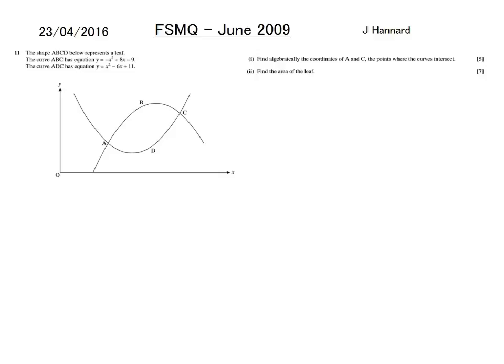The shape ABCD represents a leaf. The curve ABC has the equation that, and the curve ADC has the equation that. So find algebraically the coordinates of A and C, the points where the curves intersect. Remember, if I see a y here, I can paste it in for this y here. So that is equal to that, which is shown there.